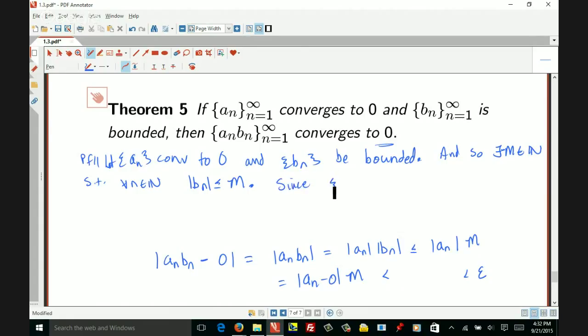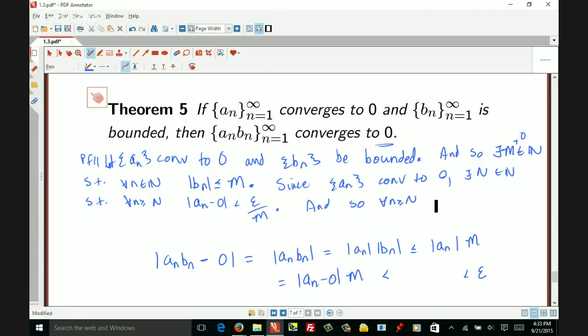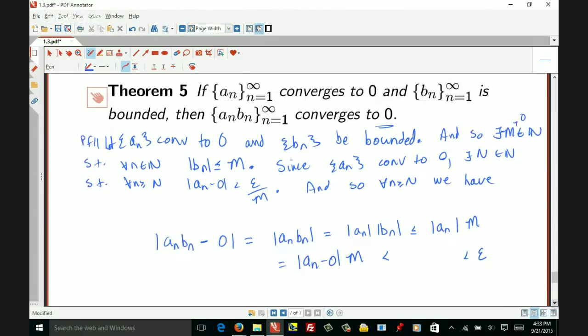Epsilon over M. Since A_n converges to 0, there exists an N in the naturals such that for all n greater than capital N, |A_n minus 0| is less than epsilon over capital M. I know capital M is bigger than 0 because it's in the naturals, so I don't have to worry about division by 0 here. This is going to be epsilon over capital M times capital M, which is equal to epsilon. So what's our conclusion? A_n times B_n converges to 0.